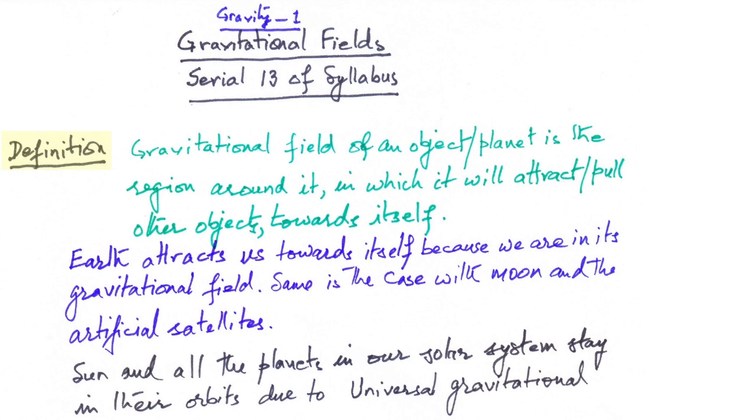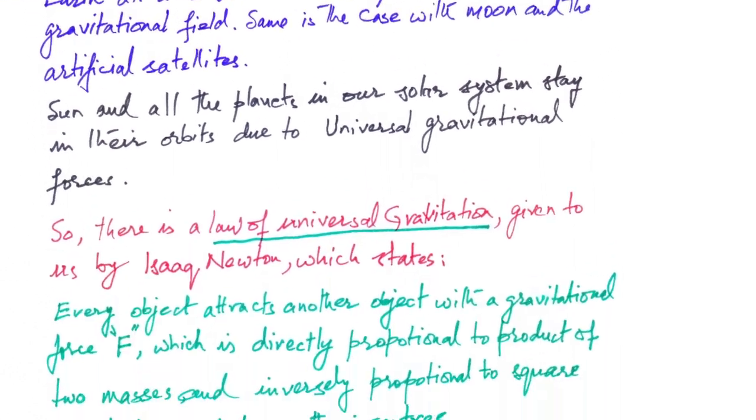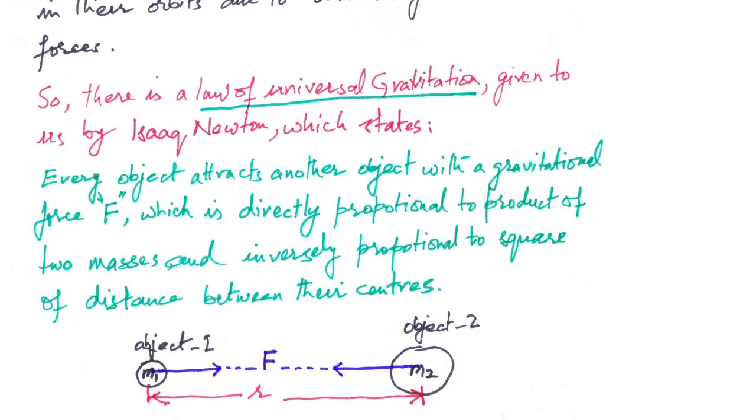Same is the case with the Moon and the artificial satellites. The Earth attracts them towards itself and they remain in their orbits around the Earth. All the planets and the Sun in our solar system stay in their orbits due to universal gravitational forces. That means that they attract each other and they are attracted by each other.